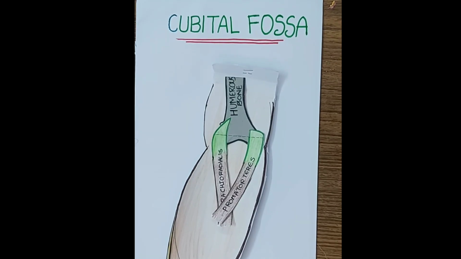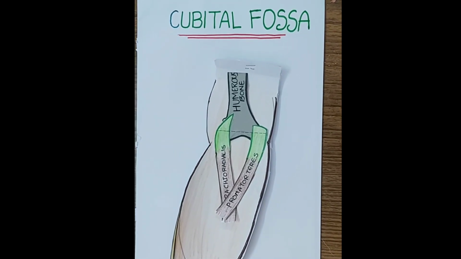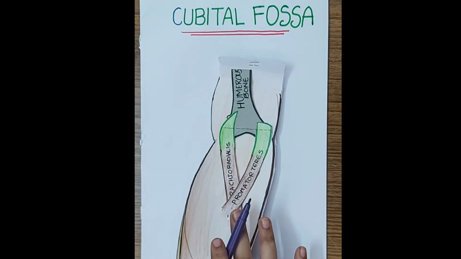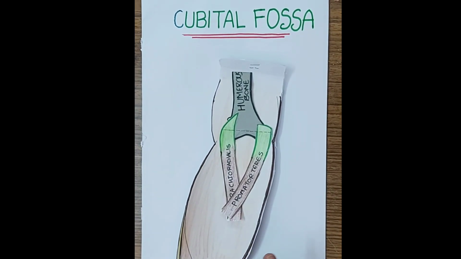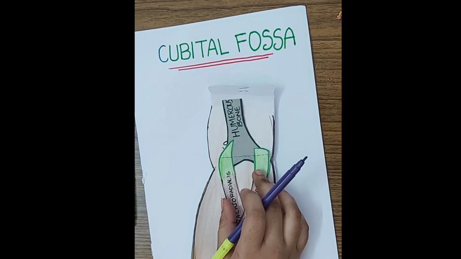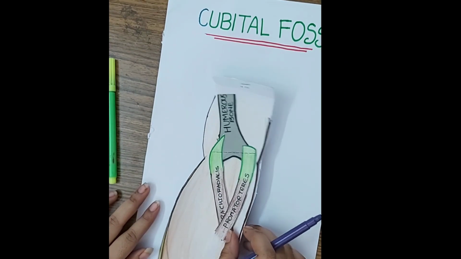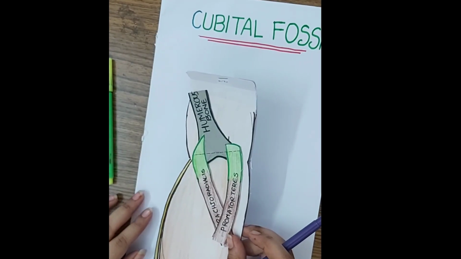Hello friends, today I am going to tell you about the cubital fossa. Actually, this cubital fossa is the site for placement of the diaphragm of the stethoscope to record BP. Today I will tell you about the cubital fossa.